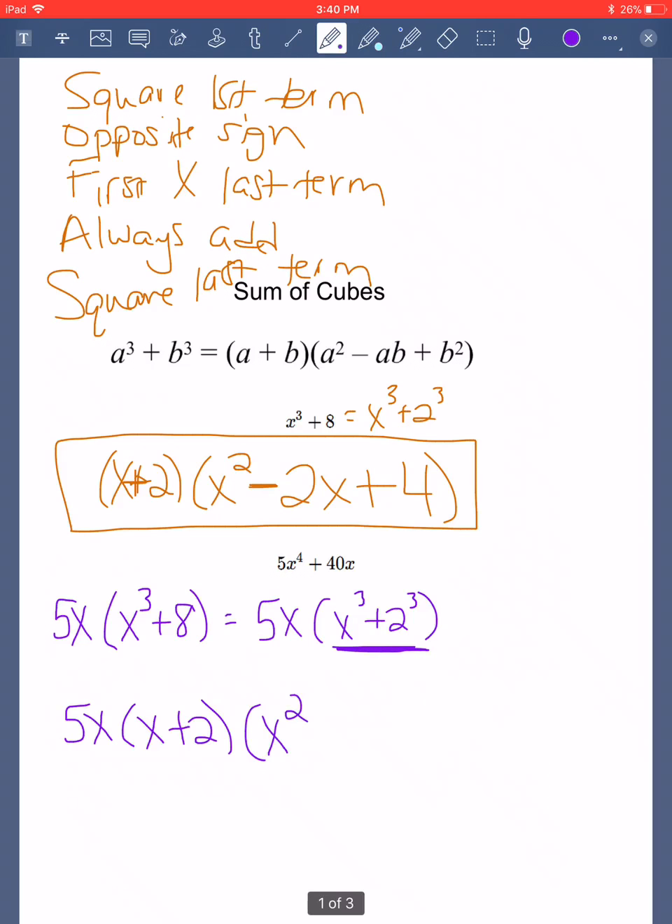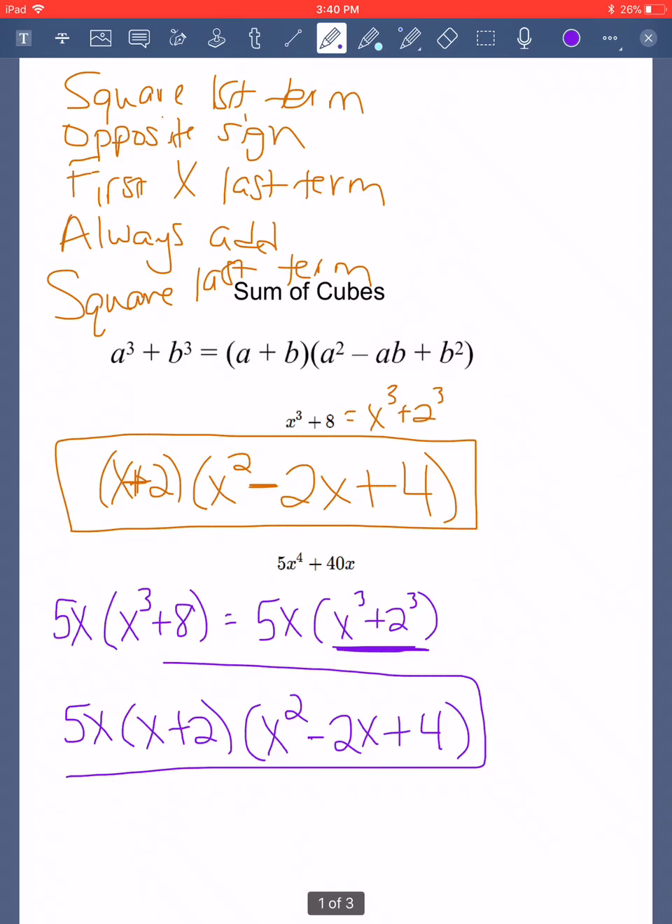Opposite sign, it's a plus right here, so it's going to be a negative. First times last term, so x times 2 is 2x. Then we always add, and then we square the last term. The last term is 2, so when I square that, I get 4. So my factors for that are 5x times x plus 2 times x squared minus 2x plus 4. If I were to multiply all of that together, I would end back up at 5x to the 4th plus 40x.